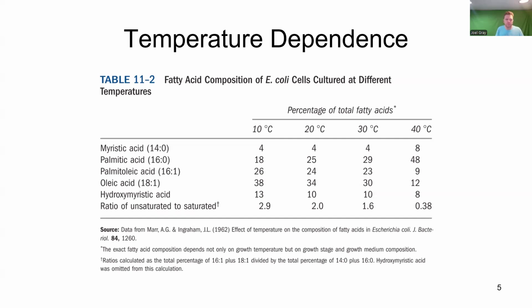Now, this figure right here is from a paper from 1962. In this paper, what the authors did was they grew E. coli at four different temperatures: 10, 20, 30, and 40 degrees Celsius. The ideal growth temperature for E. coli is about 37 degrees Celsius. Now, that's optimal. Will E. coli grow at all of these temperatures?